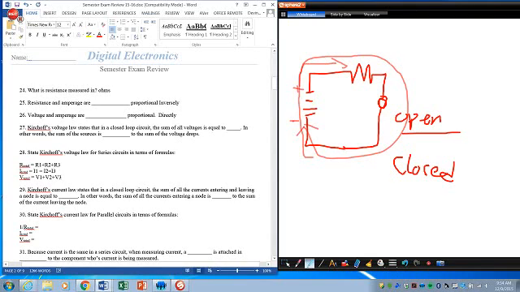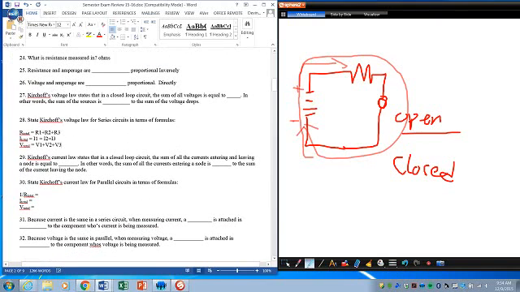Go ahead and skip 31 and 29. Actually, I don't really like the two questions, so go ahead and just get rid of them.